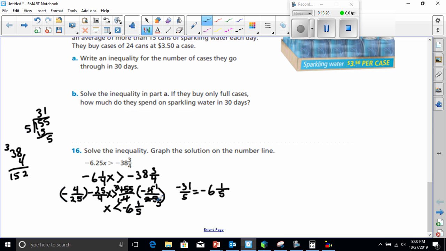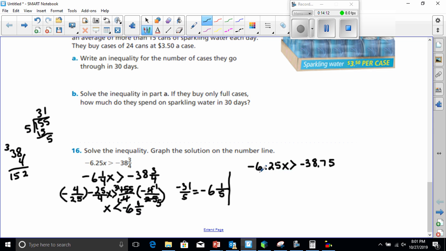All right? And now I also agreed that I would go ahead and do this as a decimal, just to show all of you that like working with decimals that it's just as easy. I could have left this at negative 6.25x is greater than, and I could have turned this to negative 38.75, because 3/4 is 0.75. Remember, every fraction is a division problem, right? So that's 3 divided by 4. And if you want to check your calculator, you will get 0.75.